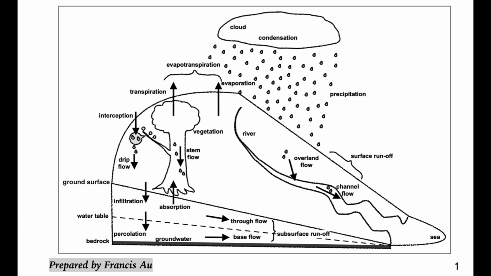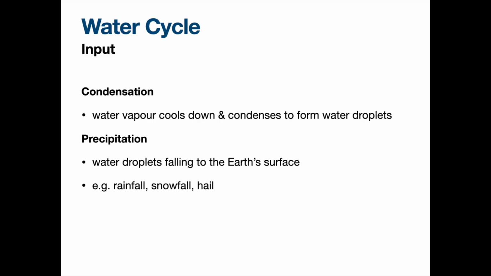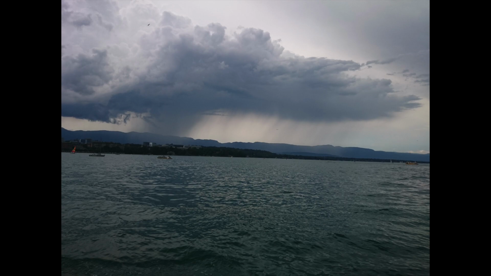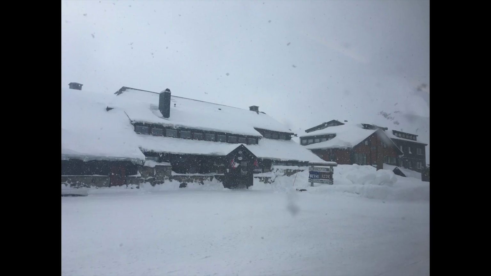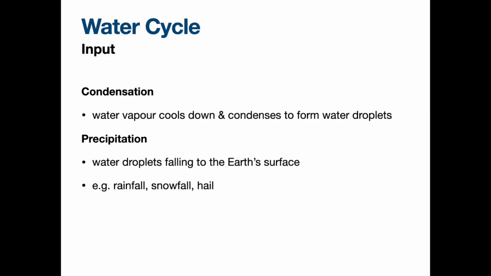So basically, in the water cycle, we have three major parts. The first part is the input, meaning it is precipitation only. So precipitation has three types. The first type is rainfall, the most common type. The second one is snowfall, and the third one is hail. Meaning it's small ice-like particles.